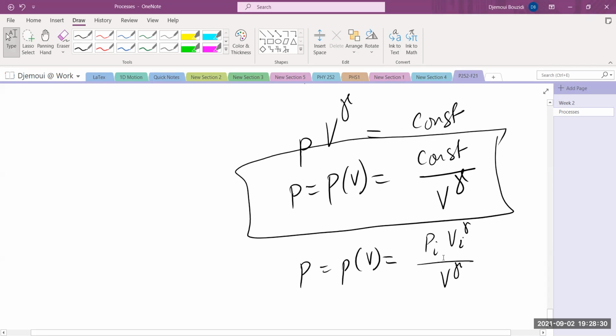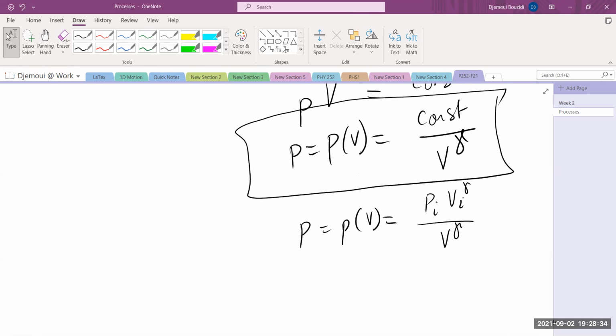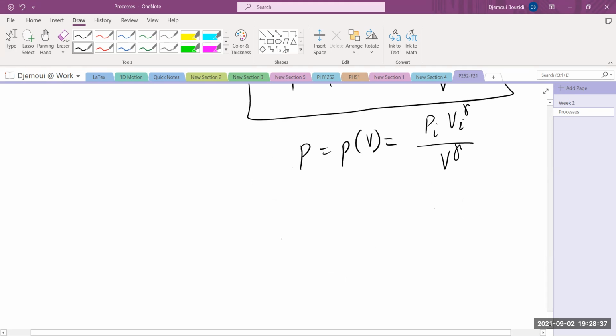We have found this expression. Remember, gamma is more than 1. So we're safe in here, okay? So in other words, this is what we have found. PV to the power gamma is constant, which is the initial value to the power gamma, or if you like, you can write it as the final value to the power gamma.